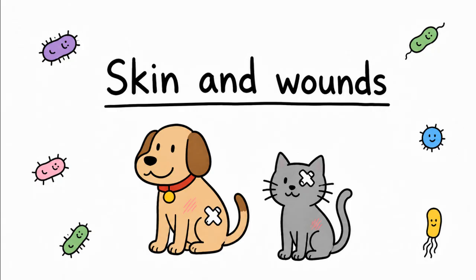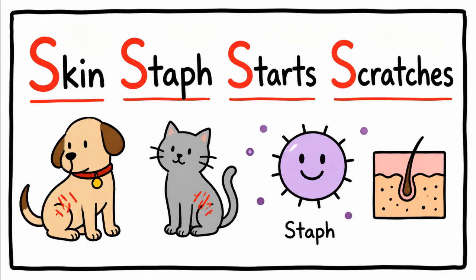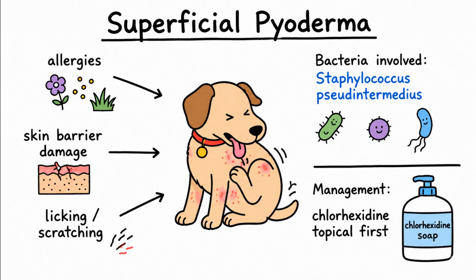Now let's move to skin and wounds. For dog and cat skin, the phrase is, skin staph starts scratches. The big organism here is Staphylococcus pseudintermedius, especially in dogs. Skin infections often happen because the skin barrier is damaged, the animal has allergies, the patient is licking or scratching, or normal skin bacteria get into the wrong place.